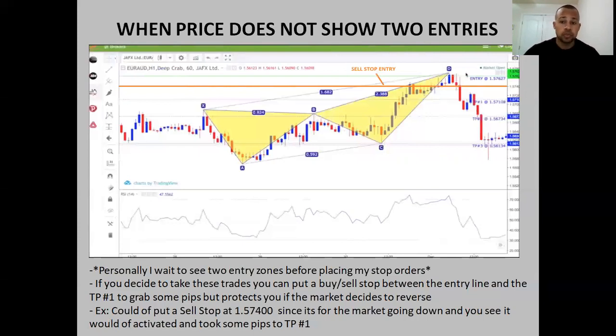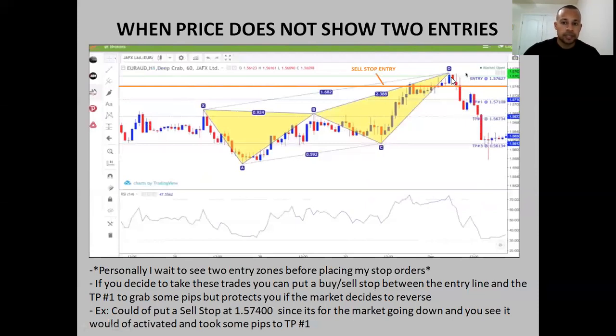But for those of you who still want to try to get those quick 10 pips and see if the market wants to go the route that you want it to, to make some money, then this would be my recommendation here. If you want to get into these trades and orders, I would put a stop, whether it be a buy or sell stop, somewhere in between that entry zone and that take profit, whether you're going for the sell or going for the buy.